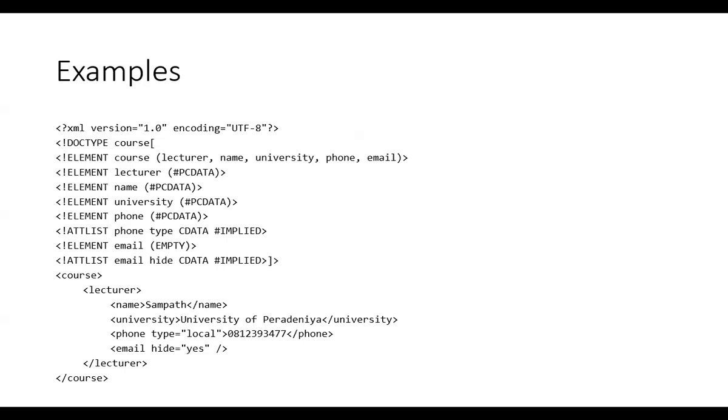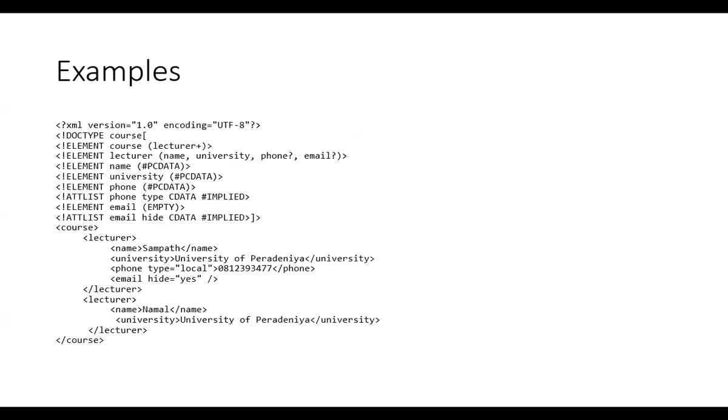So here is another example where I also included the attribute information. Again, in this one, you can see we have a course. Course can have lecturer, name, university, phone, and email. Lecturer is text, name is text, university is text, phone is text. And then the attribute list type is text, implied, and then email, you might not have any information. So for example, that could be implied. So meaning that you have put the information here, right? So try these two. Another example.